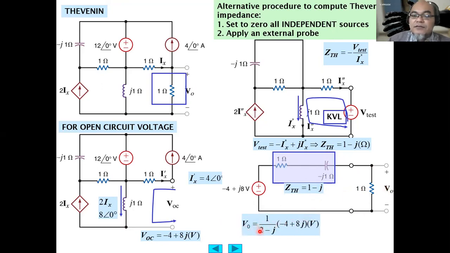This is using the voltage division formula: V output equals minus 4 plus J8 multiplied by 1 divided by this plus this, which is 2 minus J ohm. Okay, so then you obtain the voltage output here.